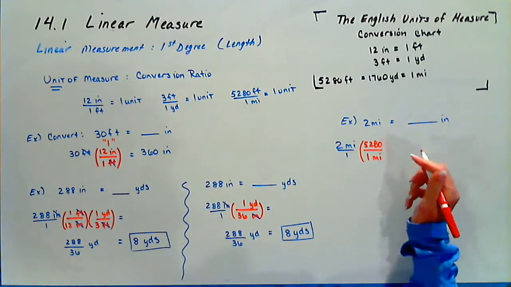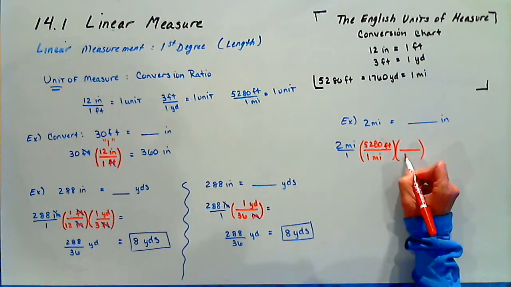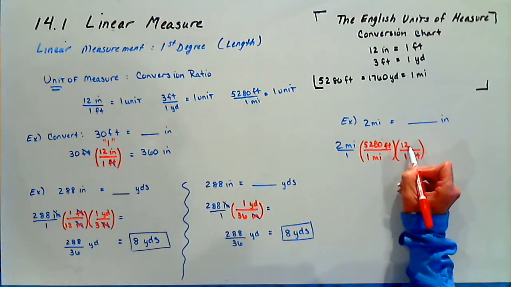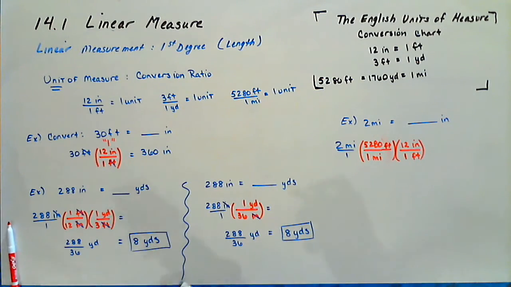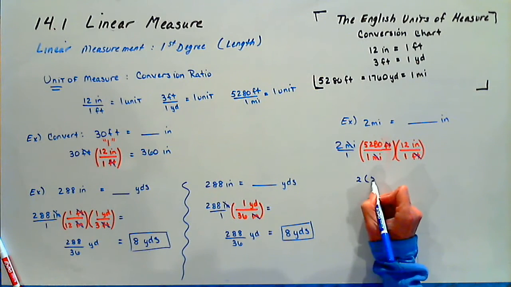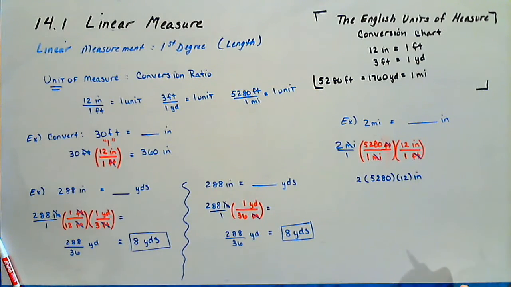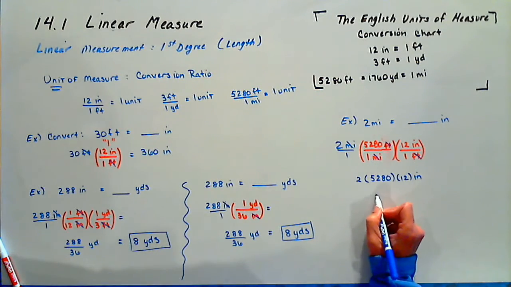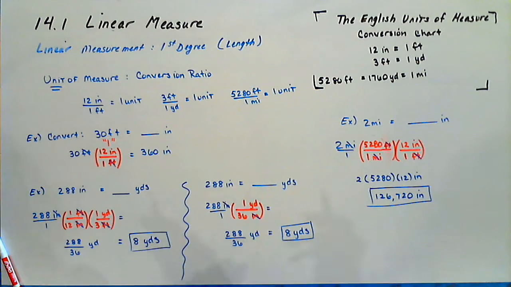Then I'm going to go from feet to inches. Since I want to reduce feet, I put feet in the denominator. I want to keep inches, I put inches in the numerator. These are all 1 single unit that are equivalent. Therefore, if I reduce my miles and miles, feet and feet, whatever the product of 2 times 5,280 times 12, you'll notice the only unit of measure left is inches, and I should end up with, I believe, 126,720 inches. Okay, so that's how we can use our conversion facts, our conversion ratios, in order to convert any unit to another unit in the English system.